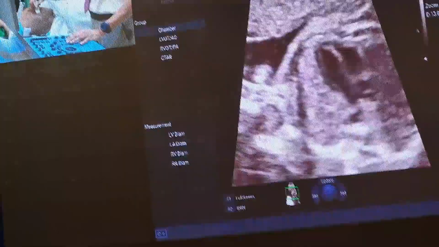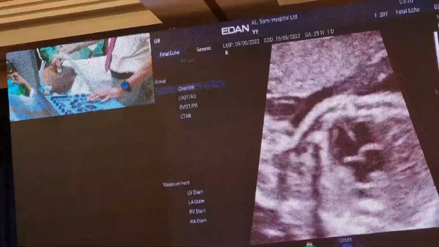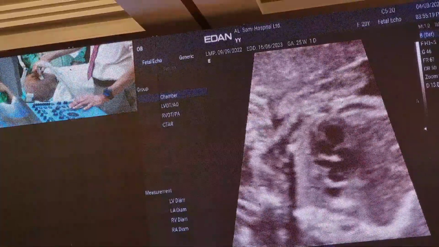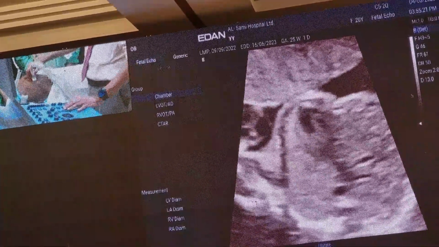So the baby is very cooperative. The baby has changed the position for me because I wanted to demonstrate the four chamber view. Very nice baby. Acha baby aapka.